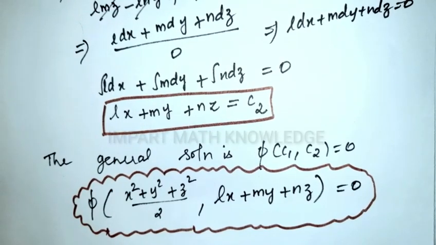The general solution for this equation is phi of C1, C2 is equal to 0. That is phi of (x square plus y square plus z square by 2, lx plus my plus nz) is equal to 0. Lagrange's linear equation is of the form Pp plus Qq is equal to R. The auxiliary equation is dx by P is equal to dy by Q is equal to dz by R. For finding C1 and C2, you go with either the grouping or the multiplier method.